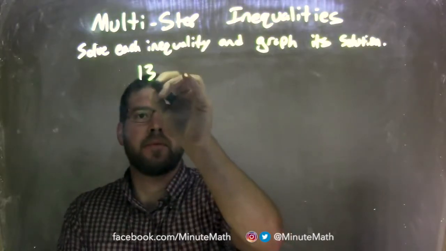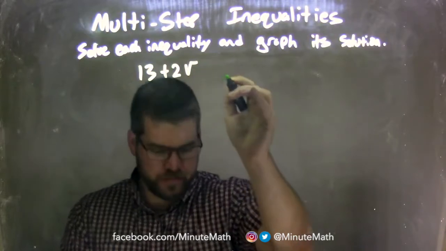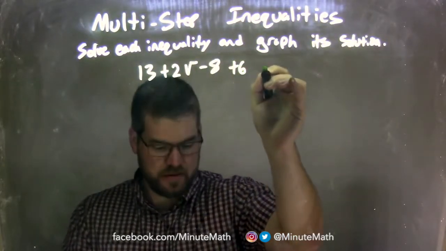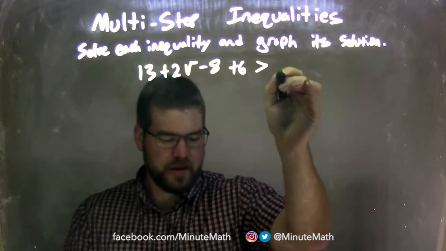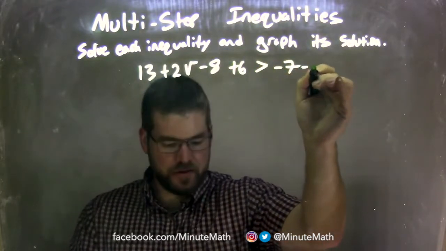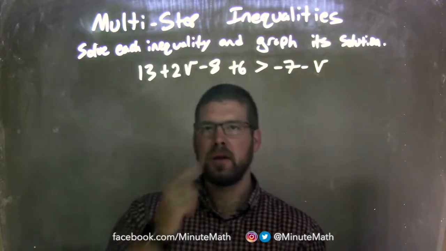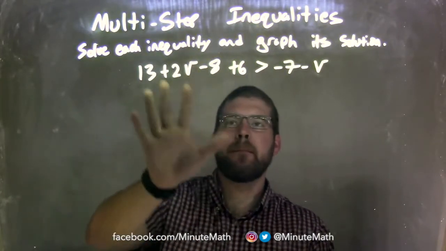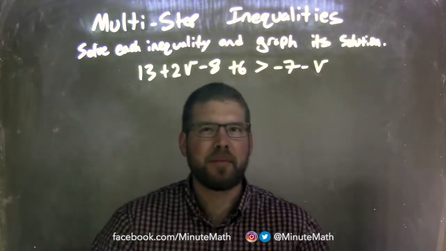13 plus 2v minus 8 plus 6 is greater than negative 7 minus v. Okay? Big problem here. So what I need to do is combine my like terms on the left. That's my first step.